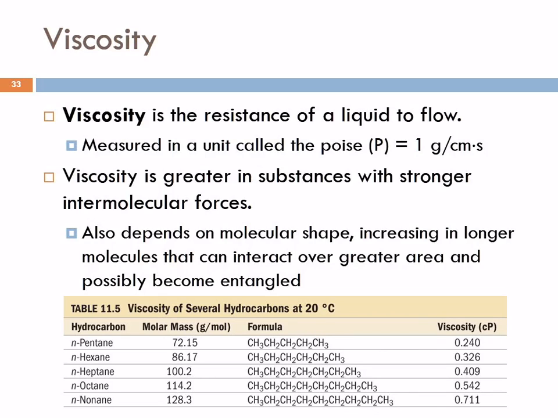Another property of liquids that's due to intermolecular forces is called viscosity. Viscosity is the resistance of a liquid to flow. It's measured in a unit called the poise, which is a gram per centimeter second. We're not really going to use that unit, but there it is. Viscosity is going to be greater if the intermolecular forces are stronger.